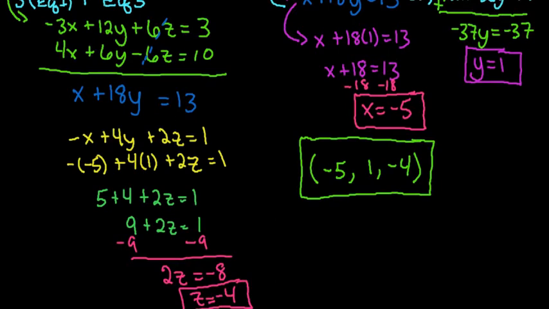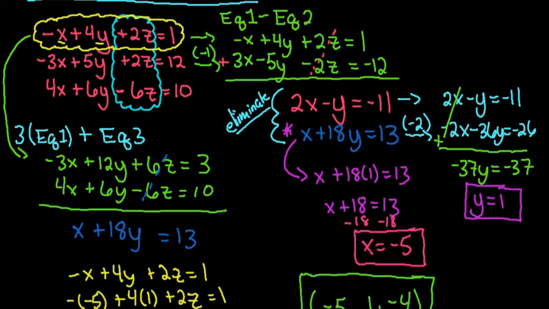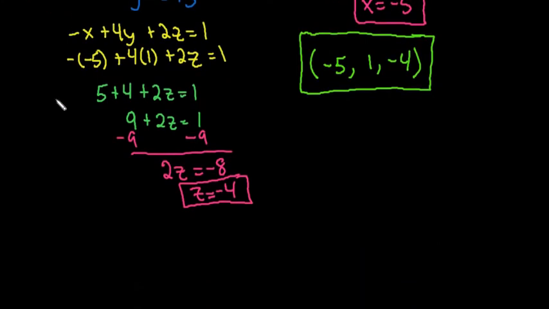It's always a good idea to check. It's always a good idea to go back and plug them in to make sure that you get the right answer. So just to show you, when I do check this, it does work. I have it written down on a piece of paper, so it's kind of hard for me to show you everything. But for the first equation, I have negative x plus 4y plus 2z equals 1.